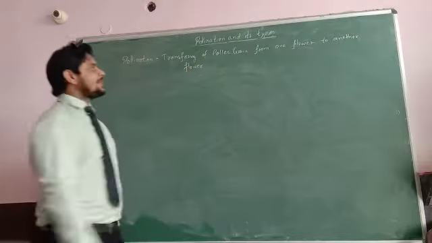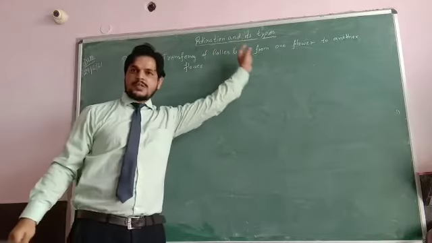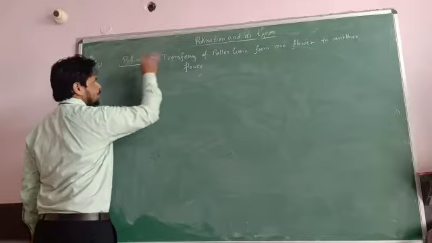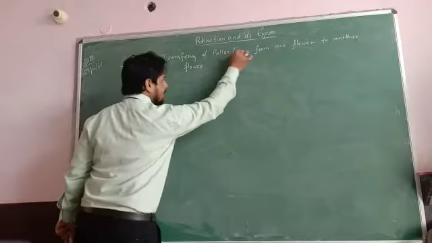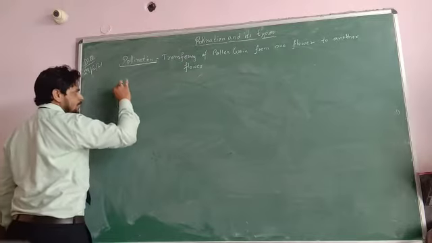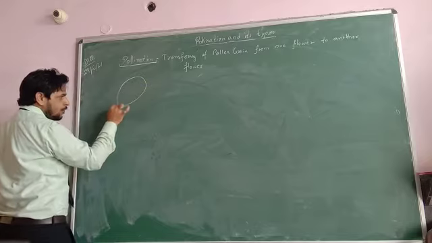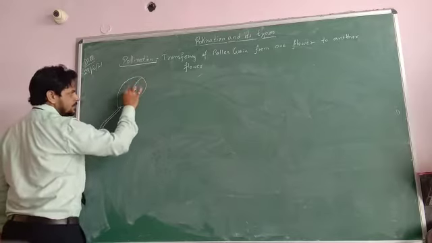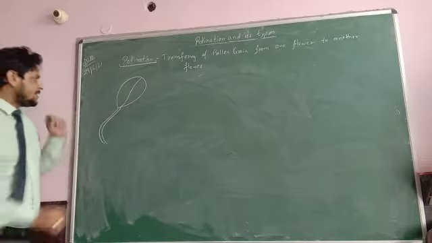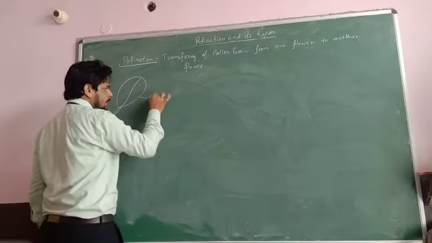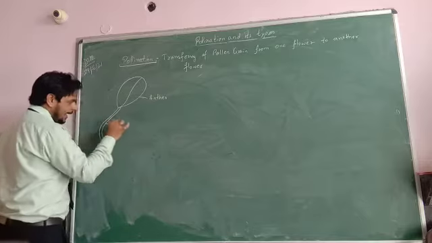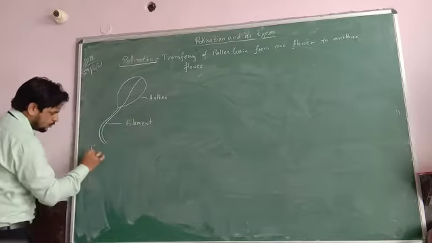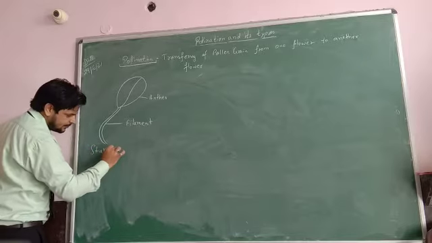So how can these pollen grains transfer from male flower to female flower? That is called pollination. These pollen grains are produced by the anther, and the anther is a bilobed structure. This is the anther, and this one is the filament. The whole structure is known as stamen.